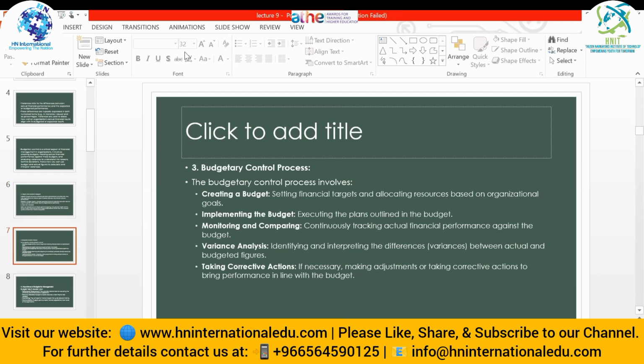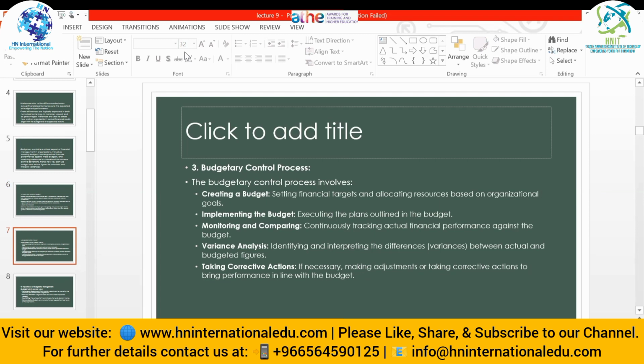The third is the budgetary control process. It involves three steps: creating a budget, implementing the budget, monitoring and comparing, variance analysis, and in the end, taking corrective actions. Creating a budget is all about setting financial targets and allocating resources based on organizational goals. So we first see what kind of budget we are going to make and whether all the things are in place or not. We have to decide whether to buy an asset or not.